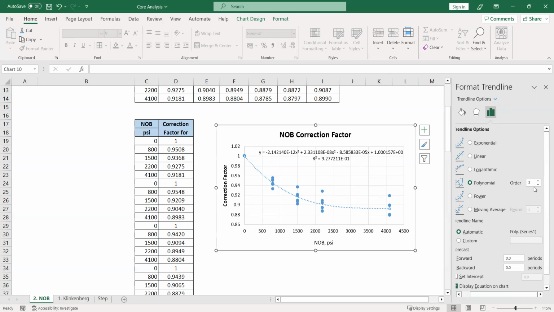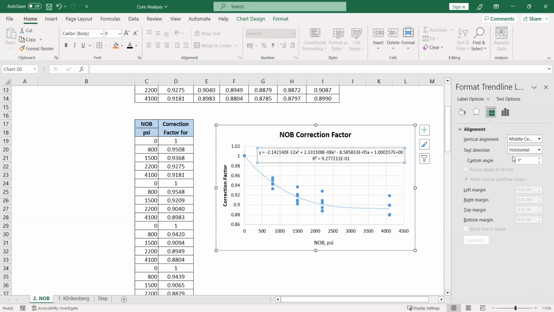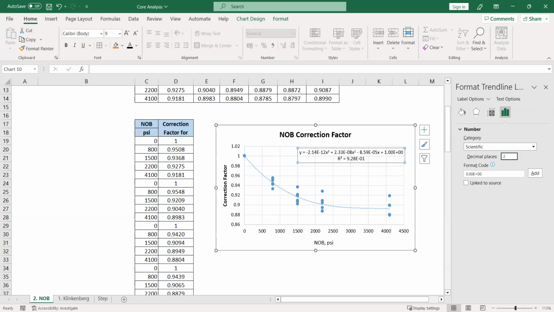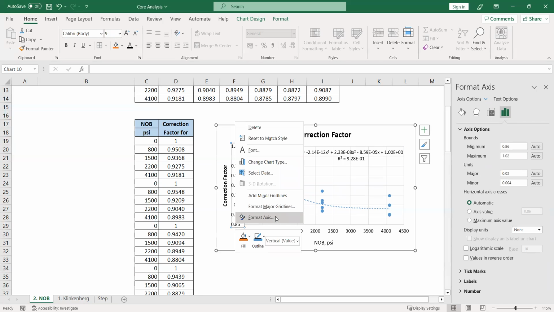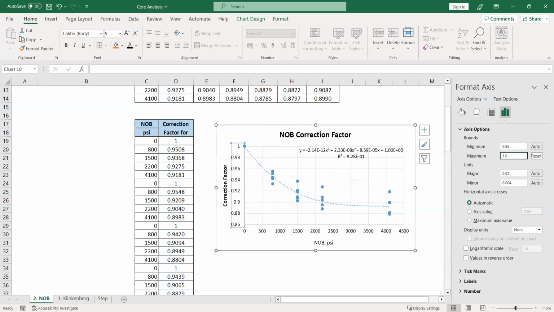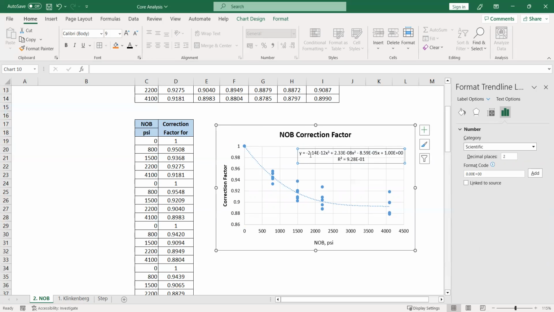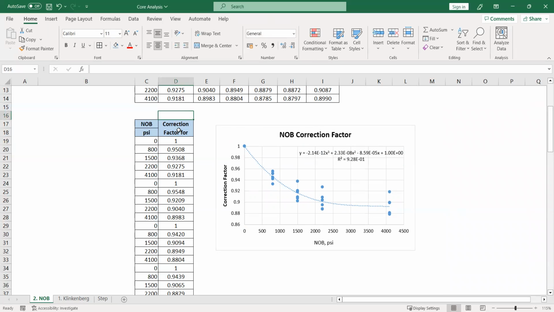Let's try again. Okay, third order, but just use 2 like this. Okay, and then just make it 1, something like this. So the correction factor will follow this correlation. Okay, and then sometimes we can also do like this.